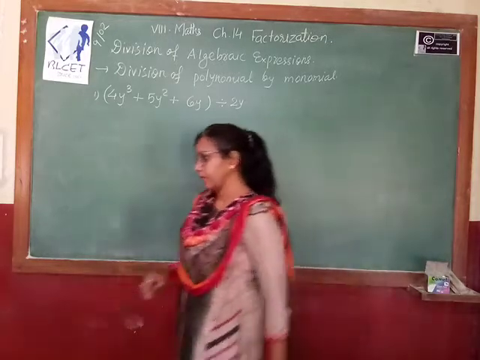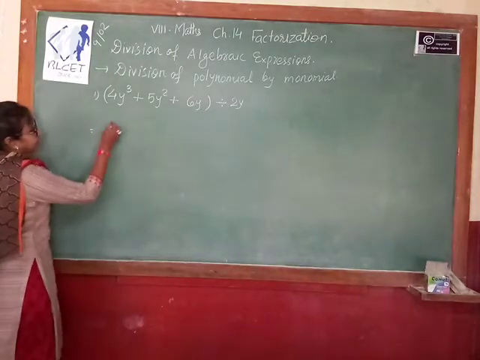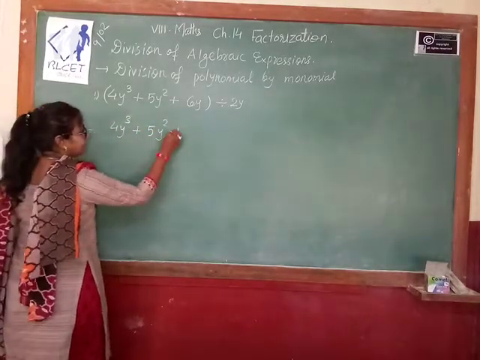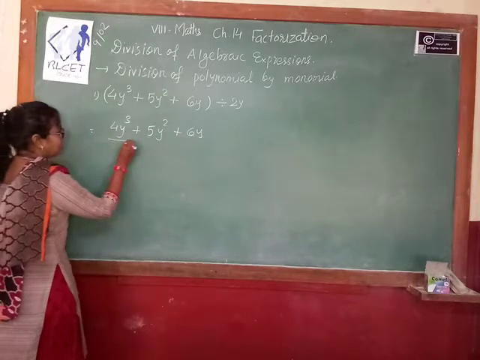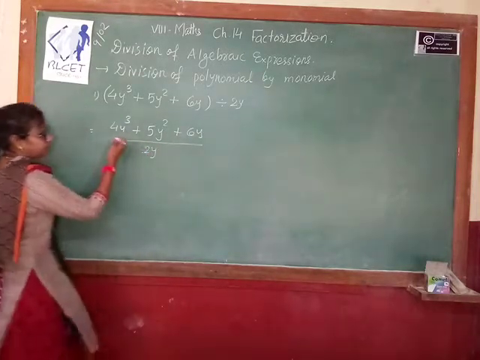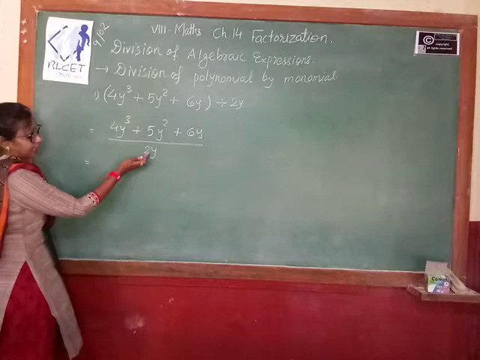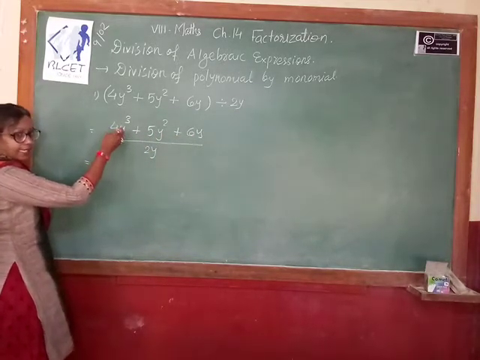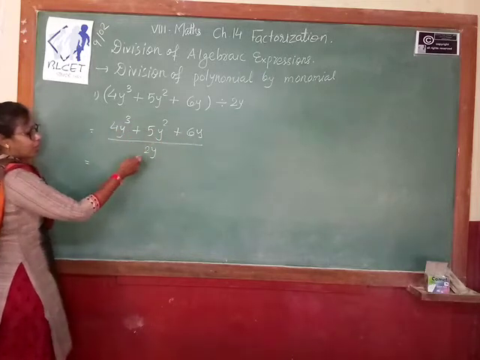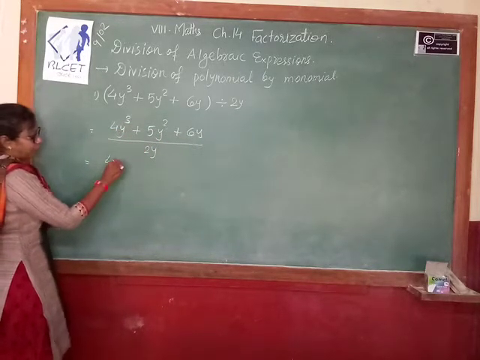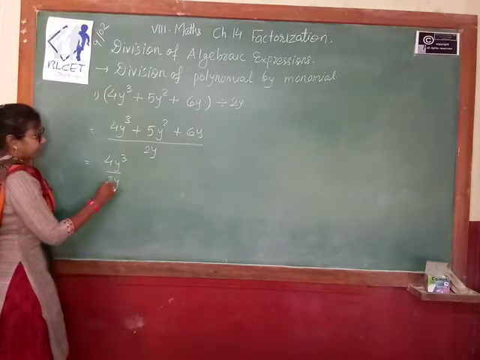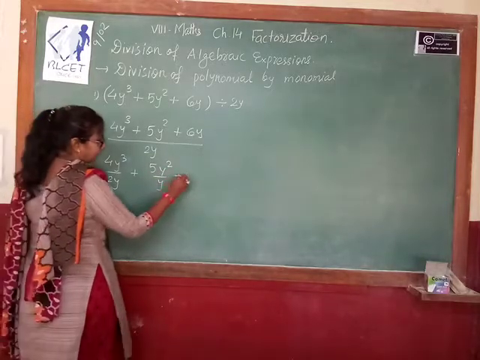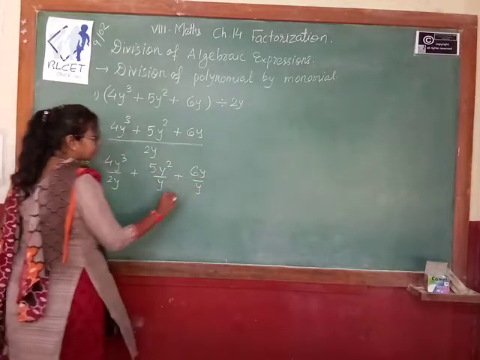That method we can follow. So what can we do here now? 4y³ plus 5y² plus 6y, whole divided by 2y. We go in the reverse form. Now this 2y we divide into all the three terms. This is your numerator, so we can separately write each numerator along with this denominator. Means 4y³ divided by 2y plus 5y² divided by 2y plus 6y divided by 2y.